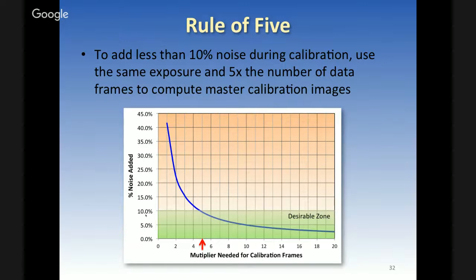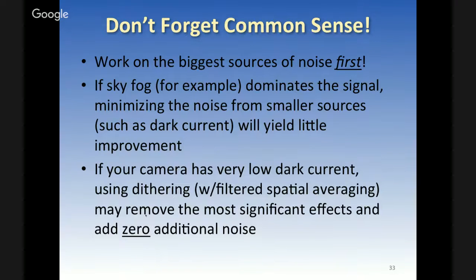And this comes back to the question: don't forget common sense. Work on the biggest sources of noise first. For example, sky fog. If that dominates the signal, minimizing the noise from smaller sources such as dark current yields little improvement. Now, it is possible to show that if you use enough data, you can indeed get the signal to noise to be comparable to a darker site. But I'm not prepared to go through that whole calculation here. We'll maybe have another session on that. It's a more complicated calculation, but it is possible. In general, you want to try to beat down the things that are the largest.